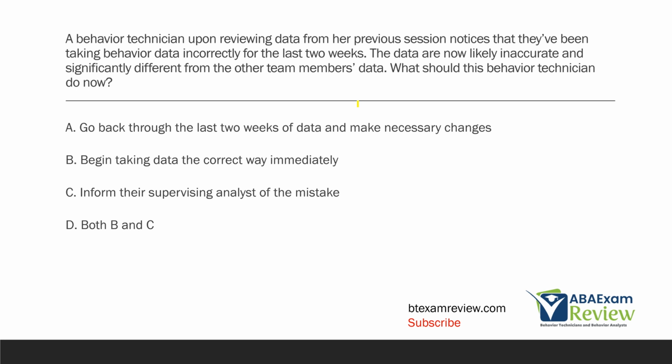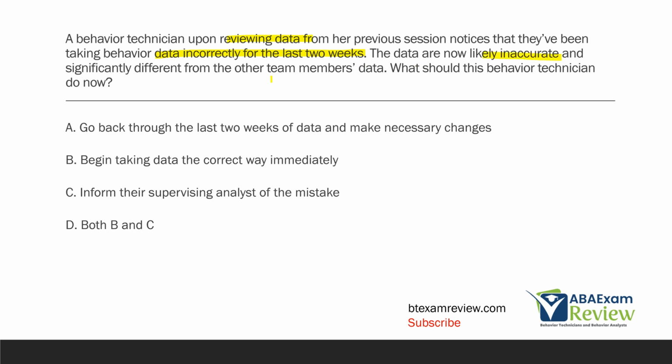A behavior technician, upon reviewing data from a previous session, notices that they've been taking behavior data incorrectly for the last 2 weeks. The data are now likely inaccurate and significantly different from the other team members' data. What should this behavior technician do now? This can be a difficult spot to be in as a technician when you realize you've made a mistake. So this technician, when they were reviewing the data, figured out they'd been taking data incorrectly for 2 weeks. Now, it could be a long time depending on how many sessions, but they figured it out.